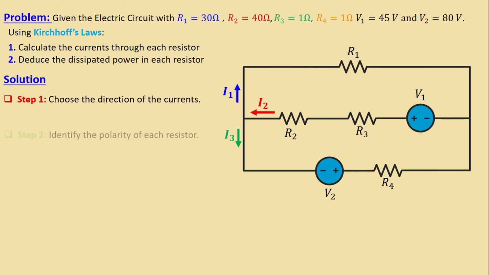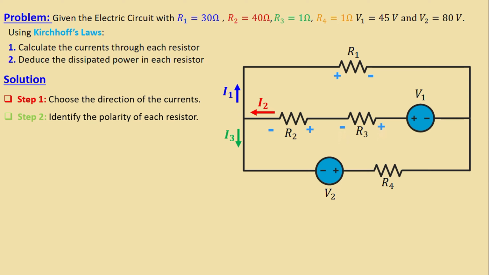We go now to step number 2, which is to identify the polarity of each resistor. We know that the current always goes from the high potential to the low potential. That means this is positive and negative of R1, positive and negative of R2, positive and negative of R3, and finally positive and negative of R4.